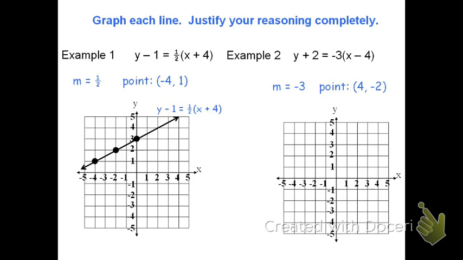Make sure you have a label and scale on your graph and plot the given point. (4, negative 2) would be 4 units to the right of the origin and down 2. From here, we're going to go with the slope of negative 3. That means we fall 3 points and go 1 to the right. Now, I don't have enough points to continue doing this, so I can do the opposite of that. I can go up 3 and 1 to the left. I have enough points to see what the line looks like, so now I can draw it.